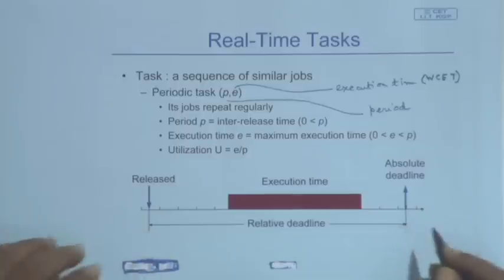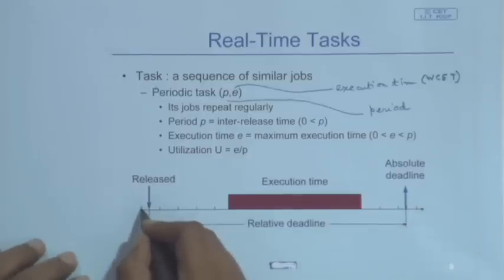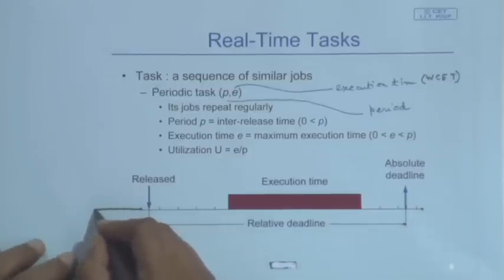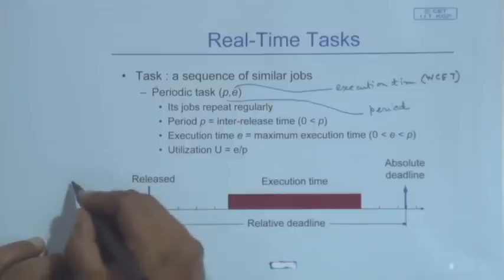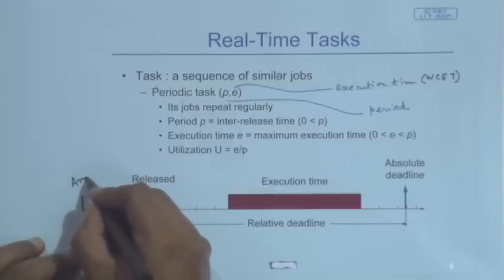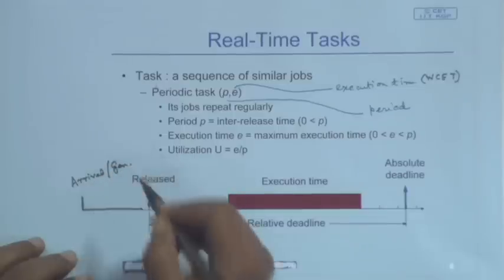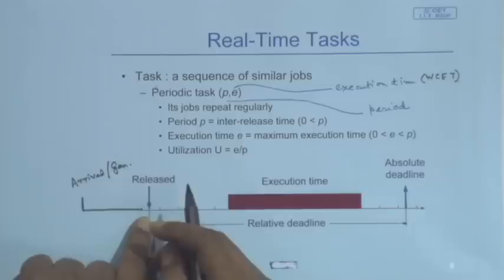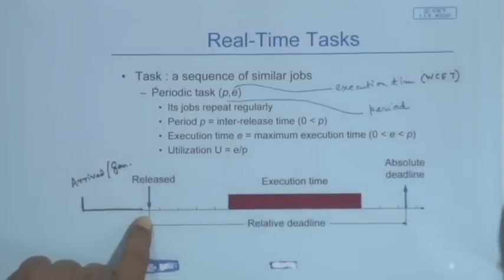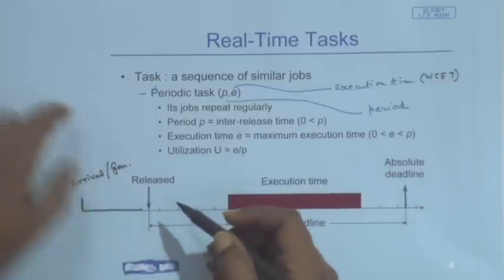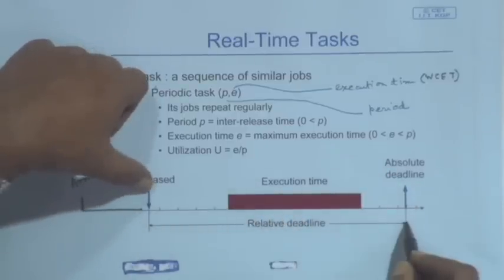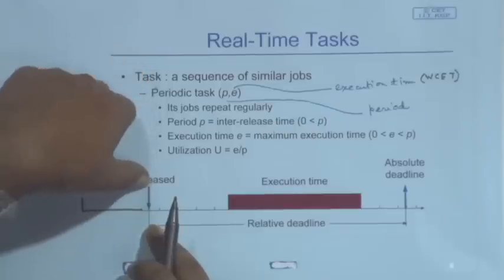Relative deadline means maybe that the job has actually been generated here, that is, arrived or generated, but I release it from this point. Okay. Now, in a real time scenario, this is known as the relative deadline, because this is a deadline with respect to the time when the job is being released.